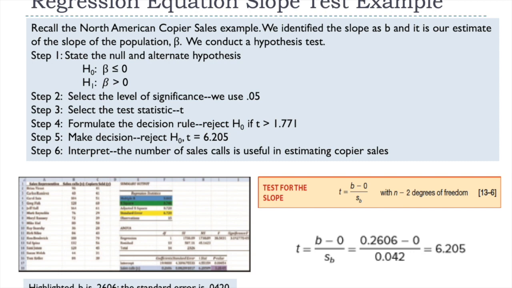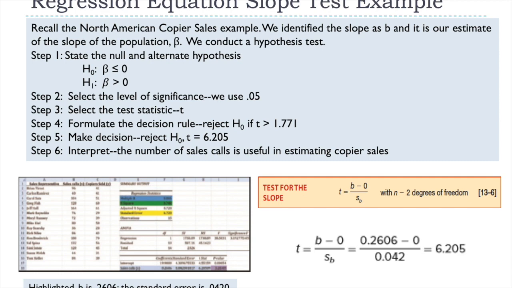Once again, we're going to use t as our test statistic. For our decision rule, we're going to again find the critical value by using appendix B5. Our sample size here was 15. So for our degrees of freedom, 15 minus 2 is 13. And at a level of significance of 0.05, we would find the critical value to be 1.771. So we reject the null hypothesis if our t is greater than 1.771. This formula here, 13.6, is what we're going to use to test for the slope.